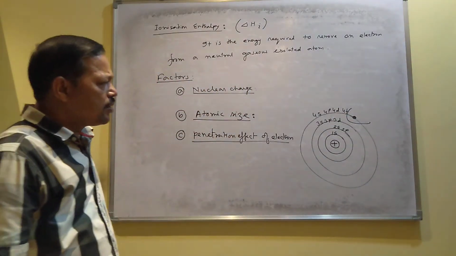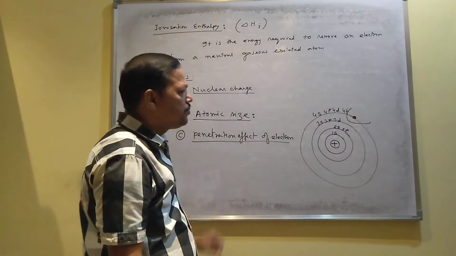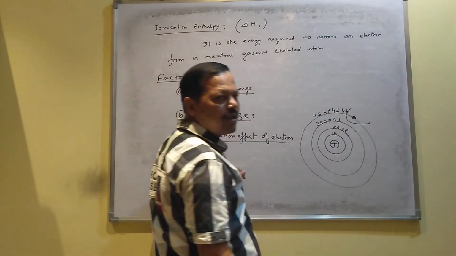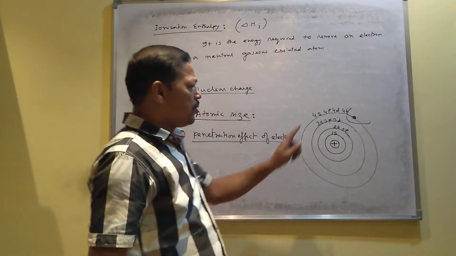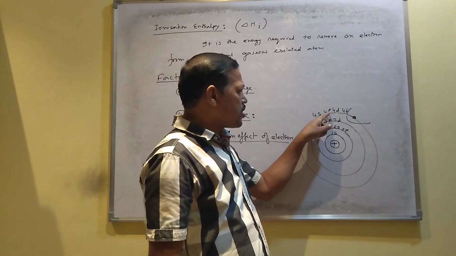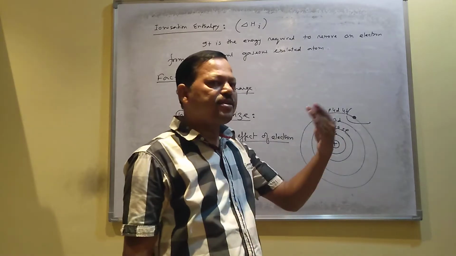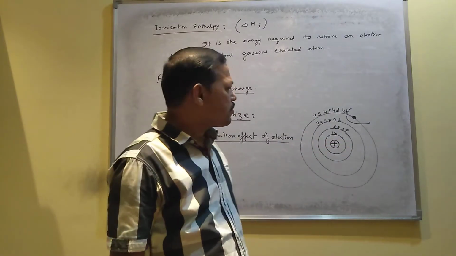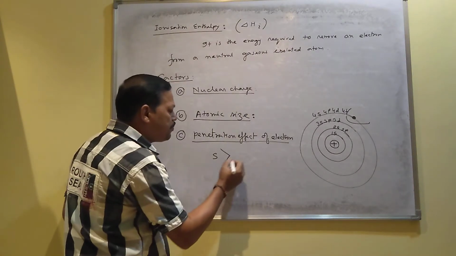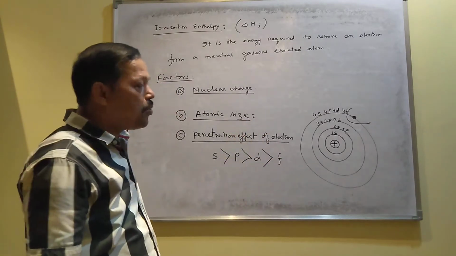Now, suppose you want to remove an electron from the fourth cell. The fourth cell contains a number of subcells. If you want to remove an electron from the s orbital, or if someone tries to remove an electron from the p orbital, or from the d orbital, the energy required will be different. The highest energy is required for the s orbital, then p, then d, then f, and that is called the penetration power, the penetrating effect.